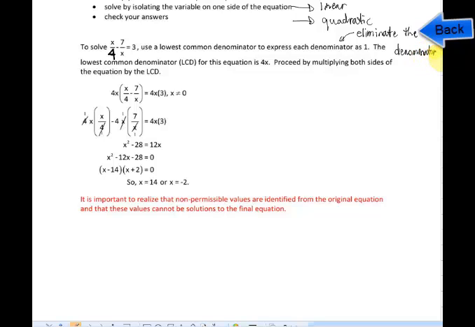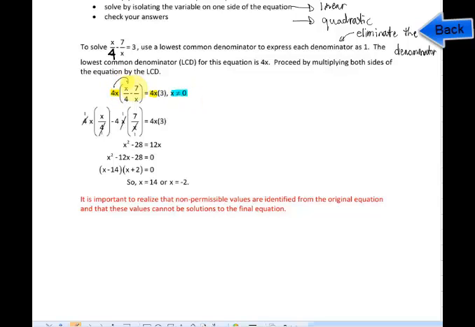Okay, and the lowest common denominator for this equation is 4x, and we are going to proceed by multiplying both sides of the equation by the LCD. Okay, so you can see we have a 4x on the left and a 4x on the right. And also what you can see is that we've identified our non-permissible value as x can't be equal to 0.